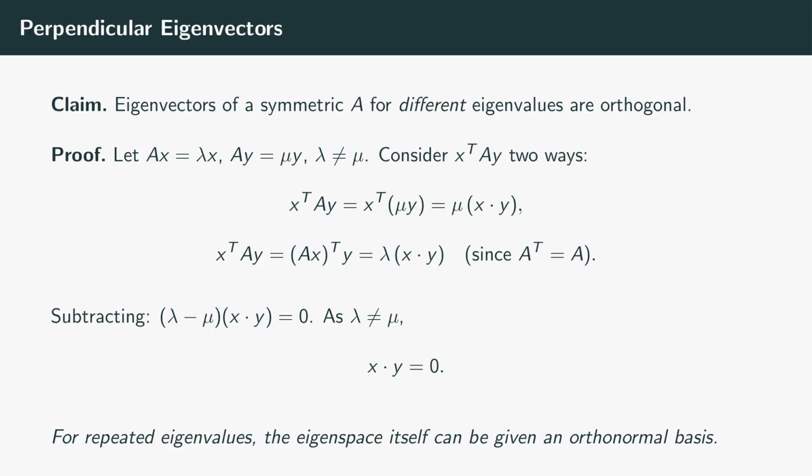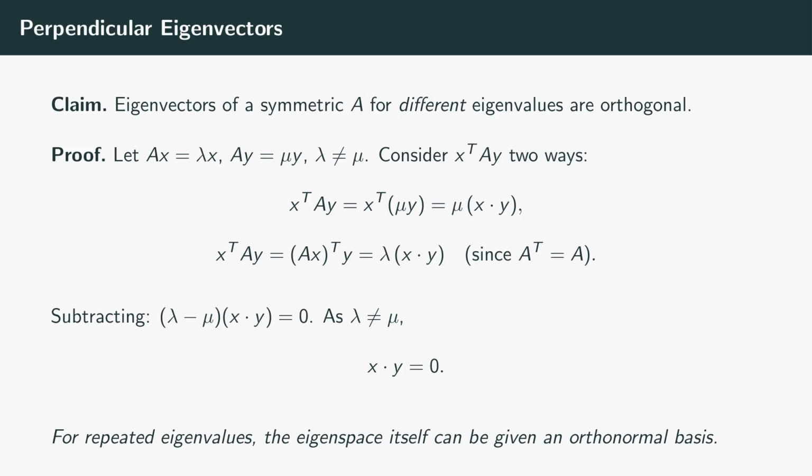The second promise: eigenvectors for different eigenvalues are automatically perpendicular. The proof is a small, elegant trick. Take two eigenvectors, x with eigenvalue lambda and y with eigenvalue mu, and suppose lambda and mu are different. Now compute the quantity x transpose times A times y in two different ways. Reading it one way, A acts on y to give mu times y, so the whole thing is mu times the dot product of x and y.